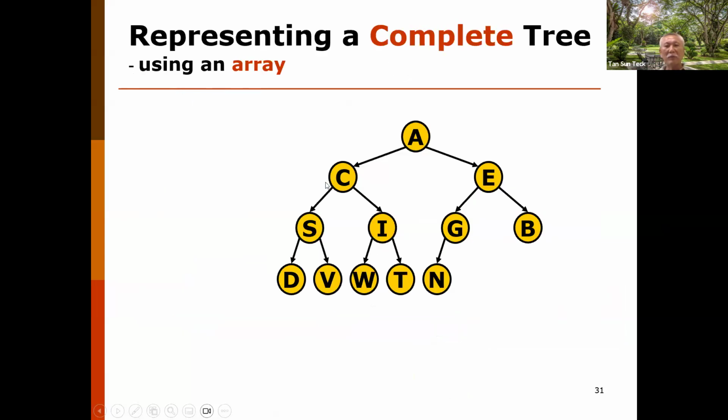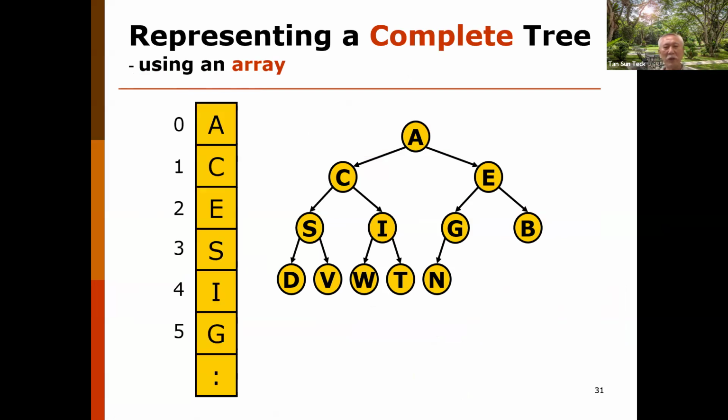Right. So how do you represent a complete tree using an array? Normally we use a reference base to represent a tree, but if we know that this tree is always complete because the algorithm requires it to be complete, then we can simply use an array to do it. And this is true when we are talking about heap, as we mentioned before. Representing a complete tree using an array is actually very simple.